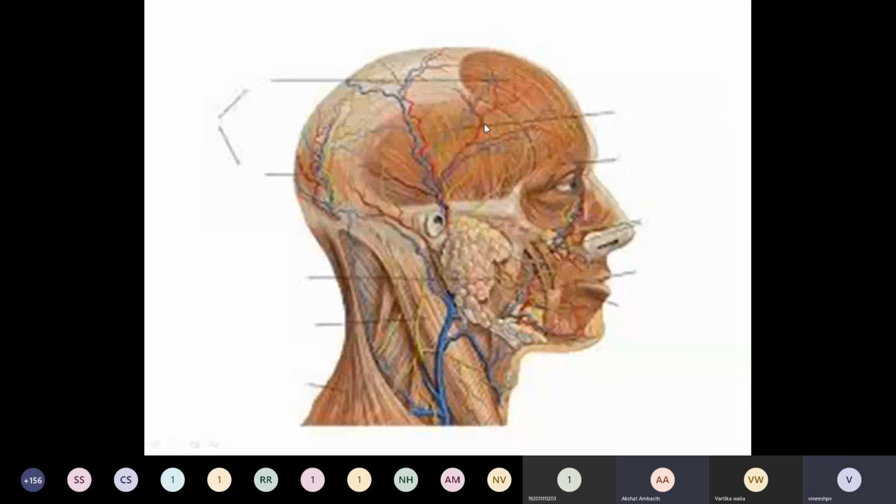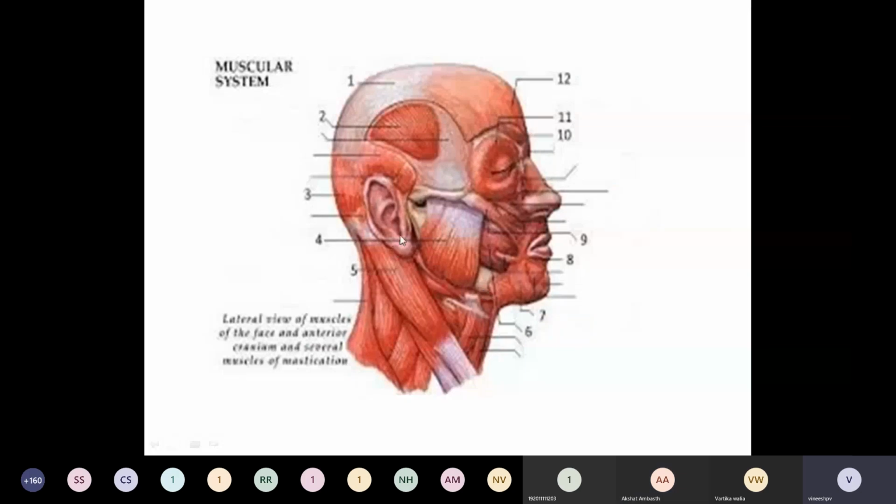Before going to see this side view, when you're seeing this, he reflected all the skin, and you can see the parotid gland, and this is the zygomatic arch, and here is the external acoustic meatus. To reach the mandibular nerve, we are supposed to remove this parotid gland, cut this zygomatic arch, and take out all this muscle.